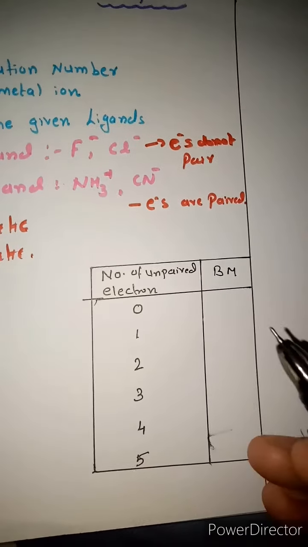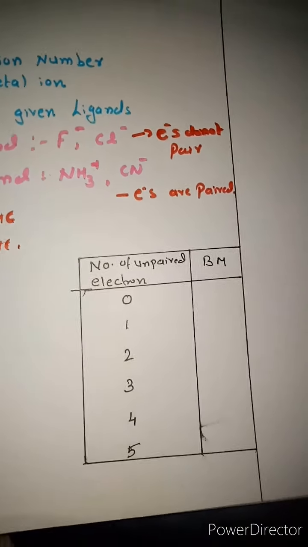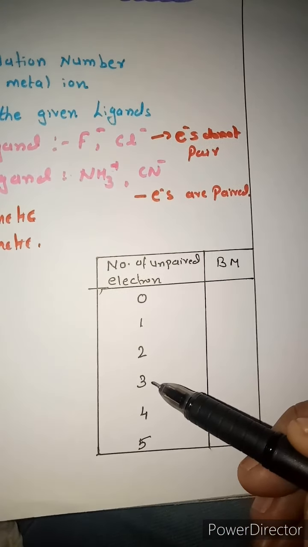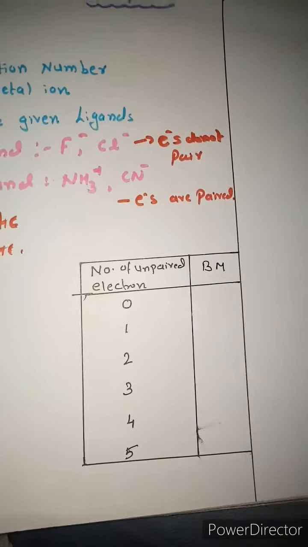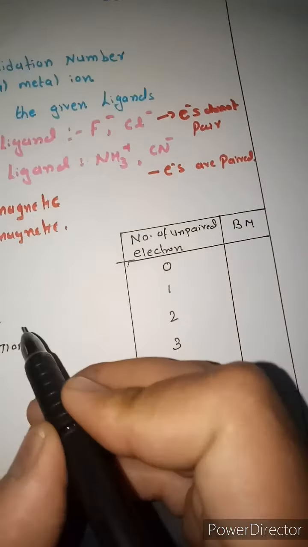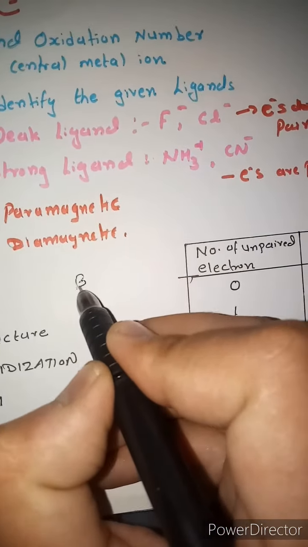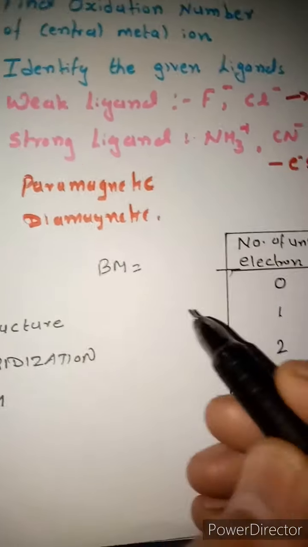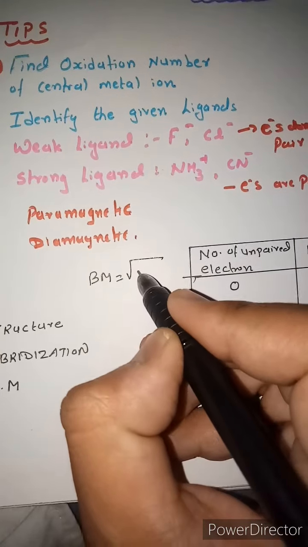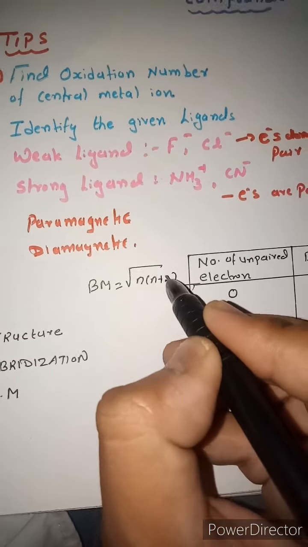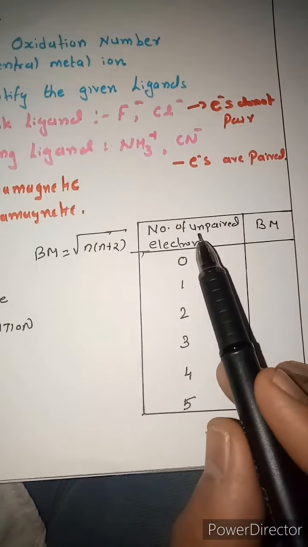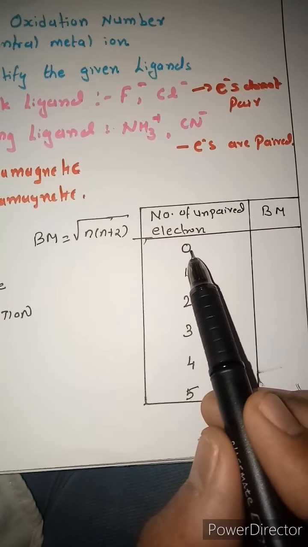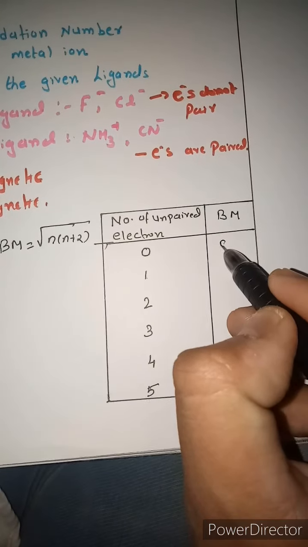Now what is it all about? How to remember these Bohr magnetons? You can see the number of unpaired electrons is given as 0, 1, 2, 3, 4, 5. Now the Bohr magneton has a formula: BM equals under root of n into n plus 2. Now what is n? n is known as the number of unpaired electrons. So you will place the value. If it's 0, then you'll get the answer as 0.